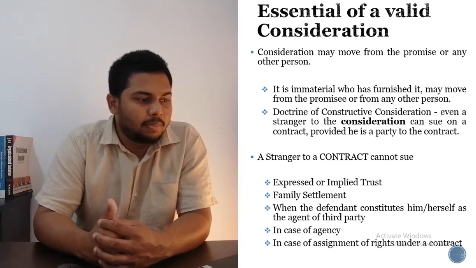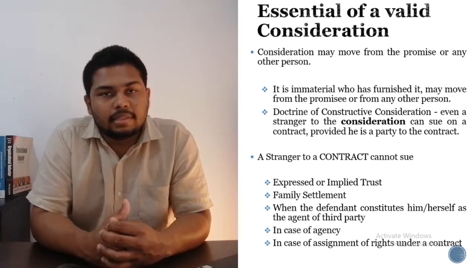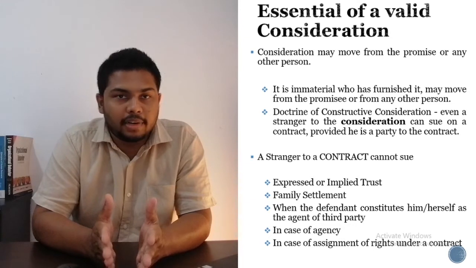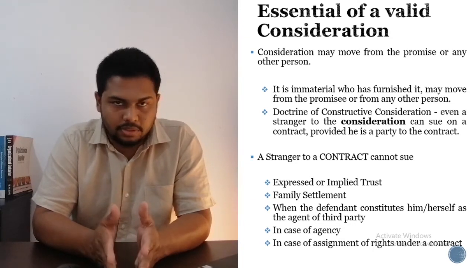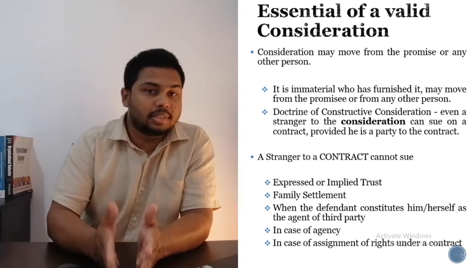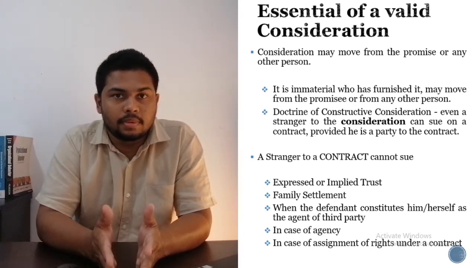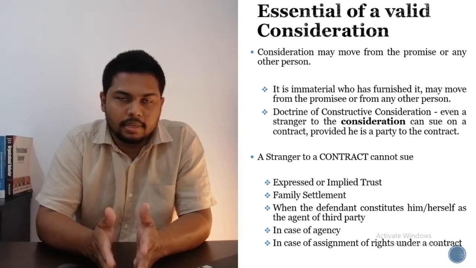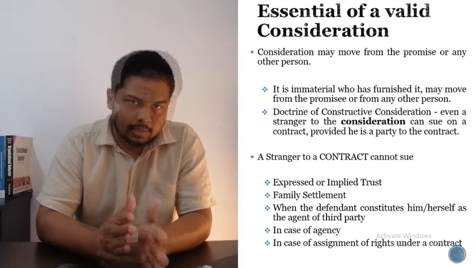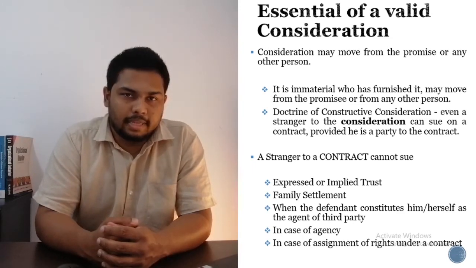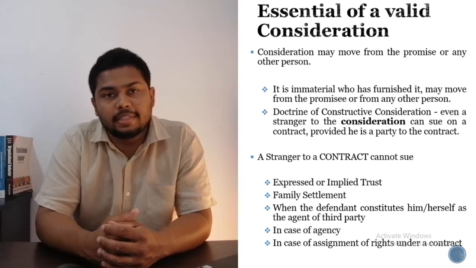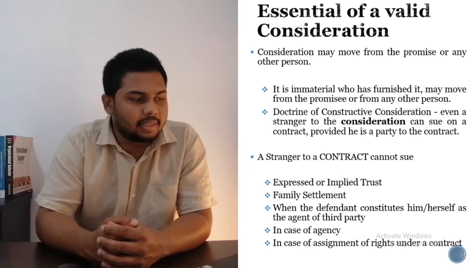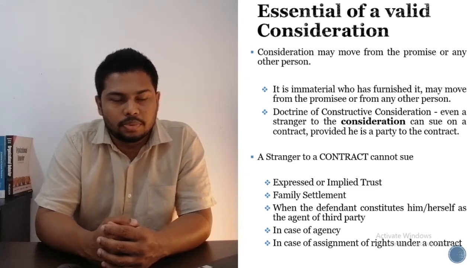When the defendant constitutes him or herself as the agent of a third party, that is the next circumstance. When a defendant furnishes sufficient evidence to prove that he or she is an agent of a third party, in that case also it is an exemption, and the person can sue over the case. Also in the case of agency, especially when you are signing agreements with your companies, it doesn't matter whether the consideration is there, you can sue, right?